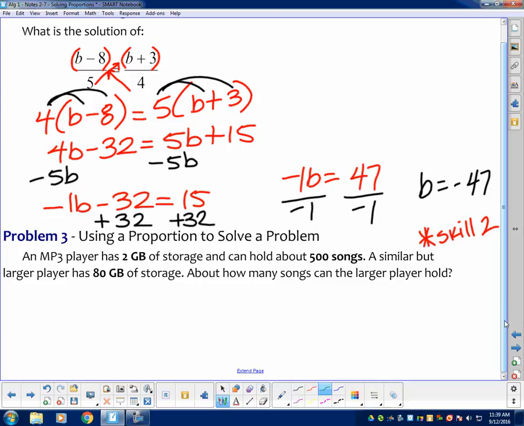Okay, so an MP3 player says 2 gigabytes of storage and can hold about 500 songs. Who can make a fraction with those two numbers? I don't care what's top and bottom.